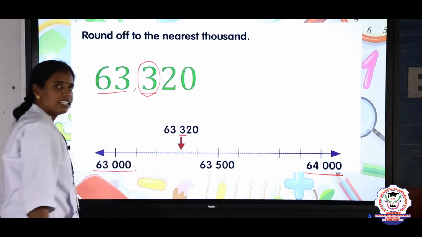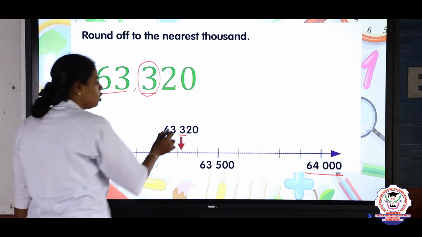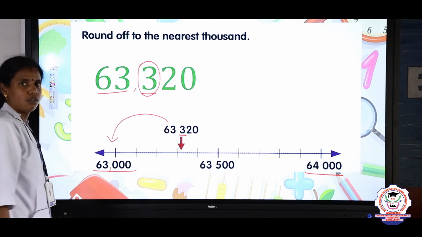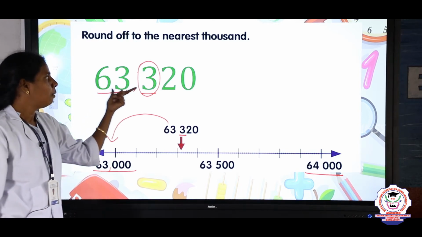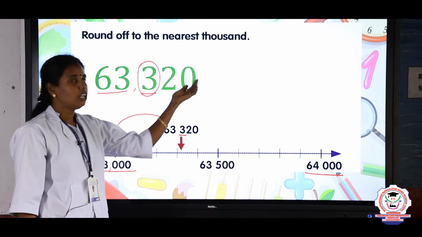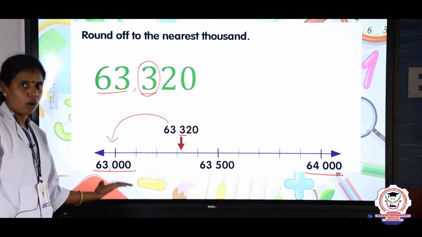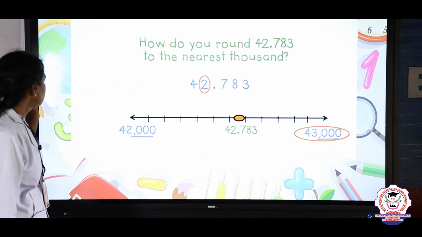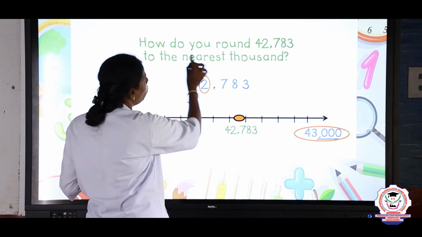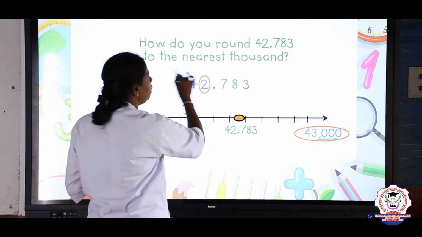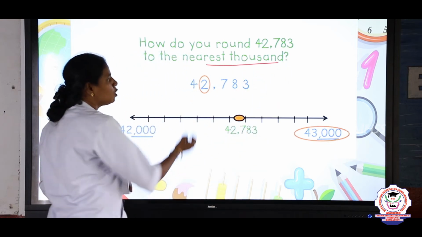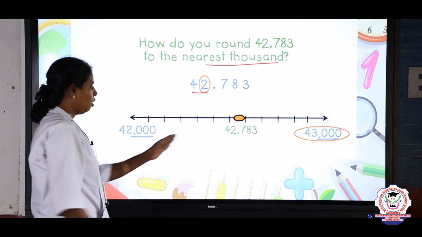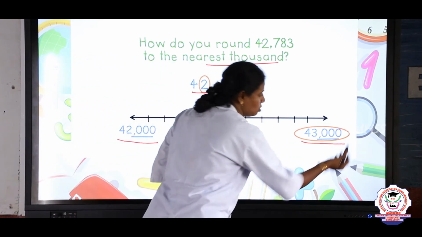Okay, so here 63,320, the hundreds place is 3, which is less than 5. So the number will be rounded to the before number, which is 63,000. So the answer is, the rounded number of 63,320 to the nearest 1000 is 63,000. See one more example using nearest 1000. How do you round 42,783 to the nearest thousands place? So 42,783 will lie between 42,000 and 43,000.